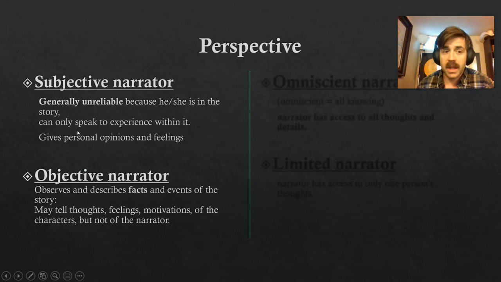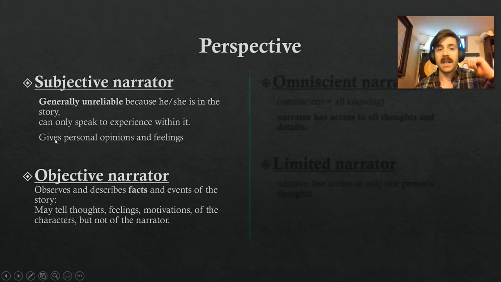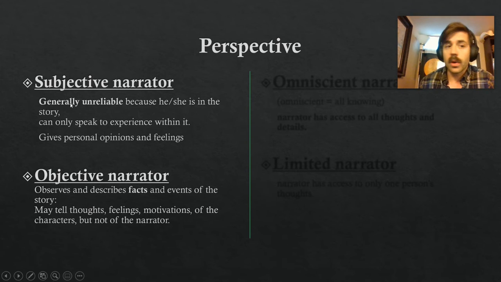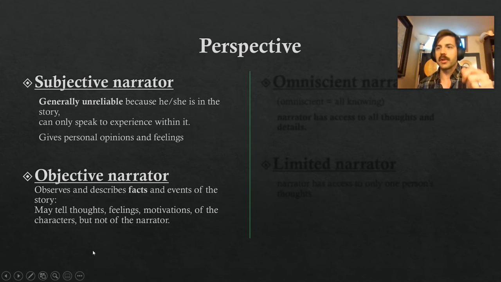These are good because they give us personal feelings and their own thoughts. They're subjective, meaning they're opinionated and giving what they believe. We have to be careful though, because they're generally unreliable. I can't trust one person entirely. Everyone's going to have their own perspective or bias, even narrators in stories.